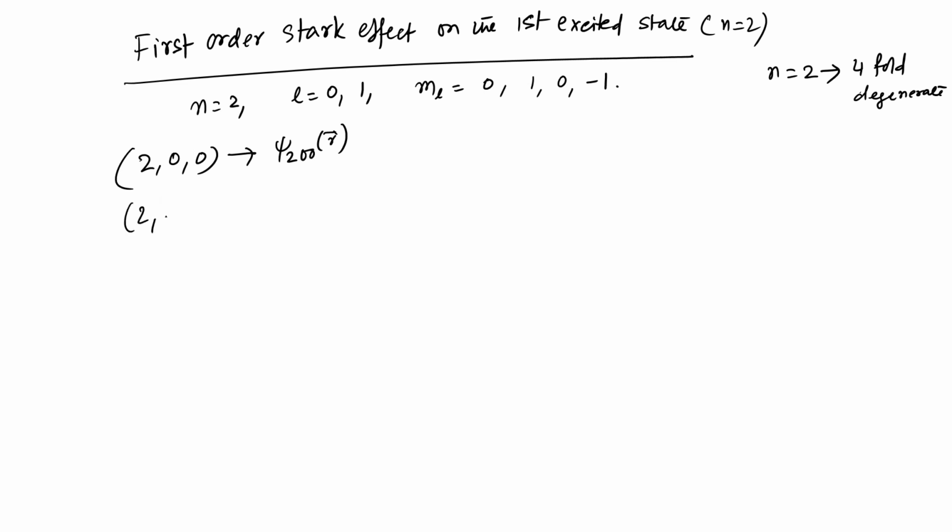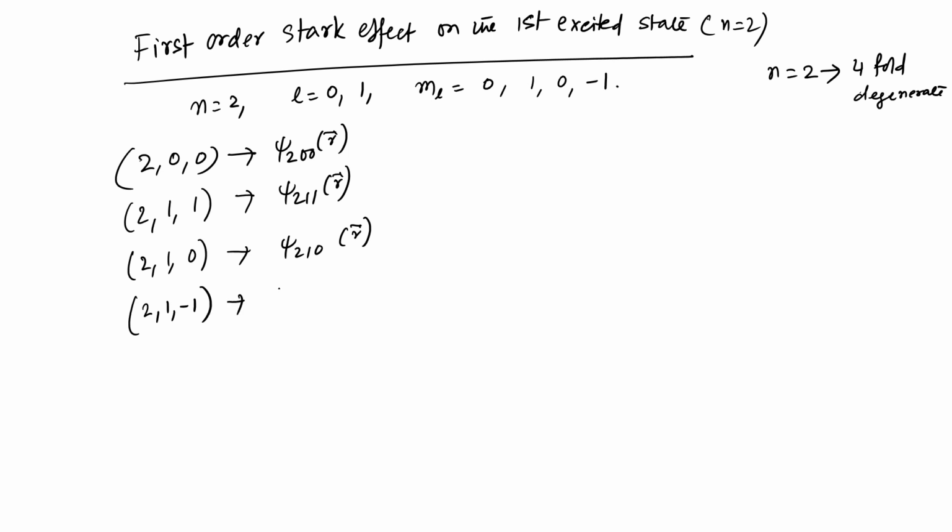If n equal to 2, then L equal to 1. So, we have L equal to 1, we have ML which can be equal to 1, and let us call that psi 2 1 1. We will use them in some order while doing the calculation, and then we have 2, 1 and 0. So, this we call psi 2 1 0, and then again we have the other one as 2, 1 and minus 1, and we call it psi 2 1 minus 1.